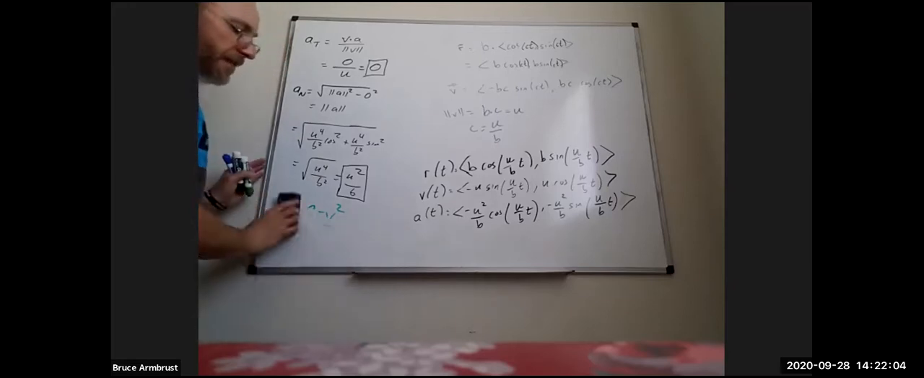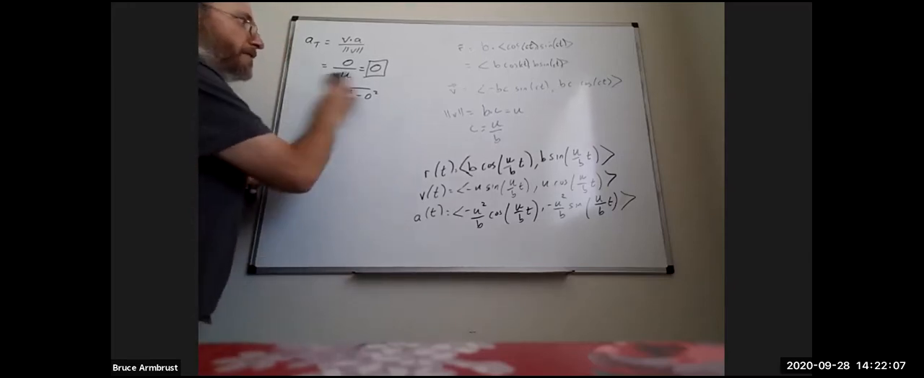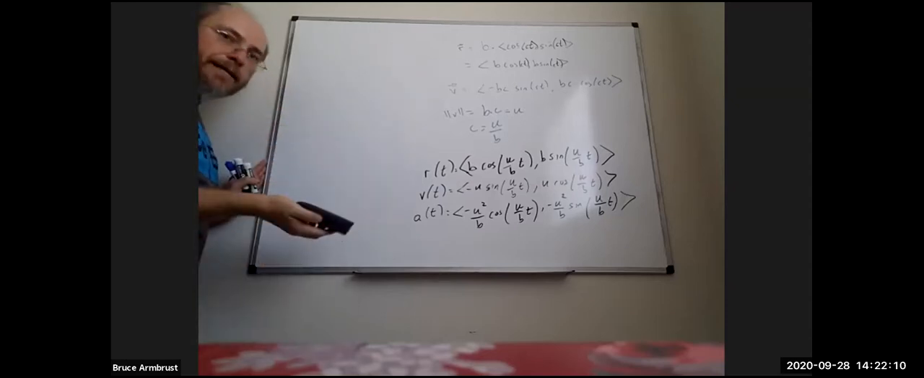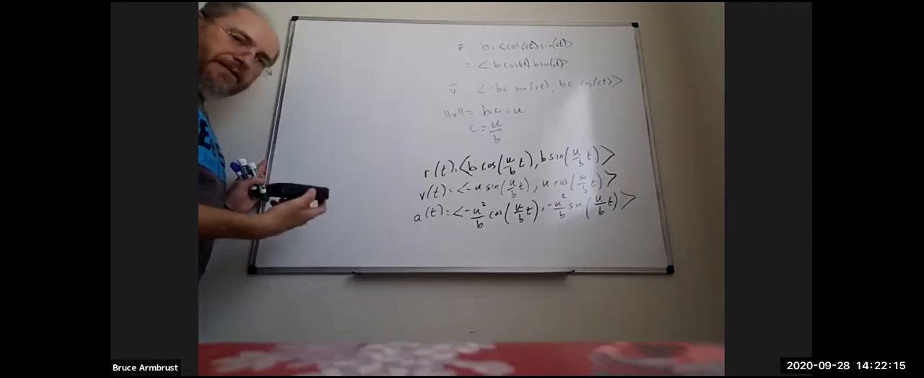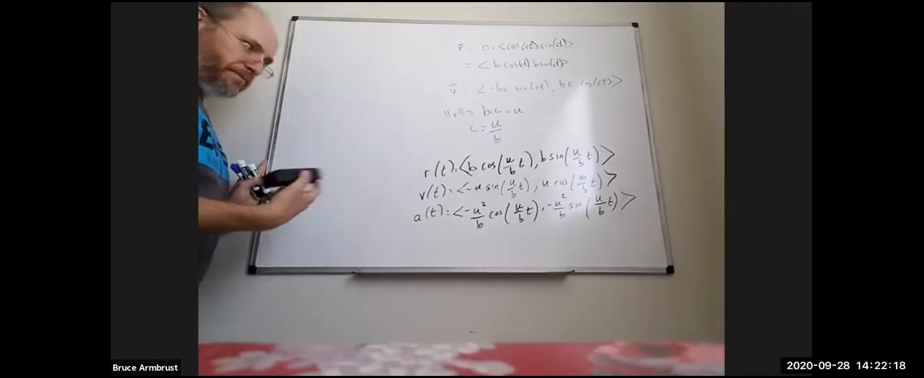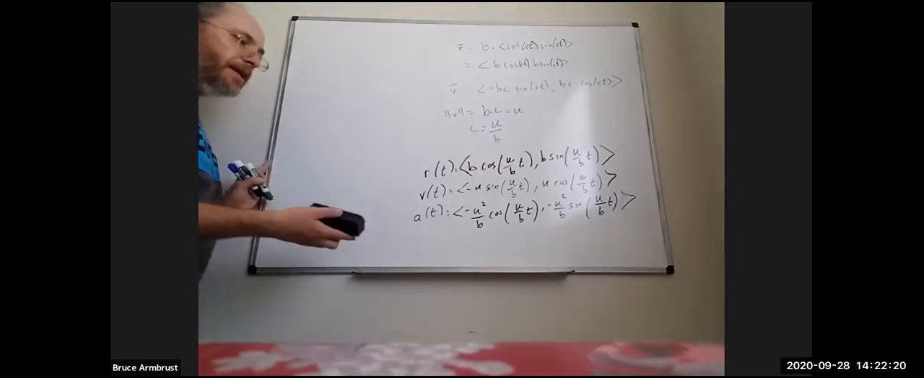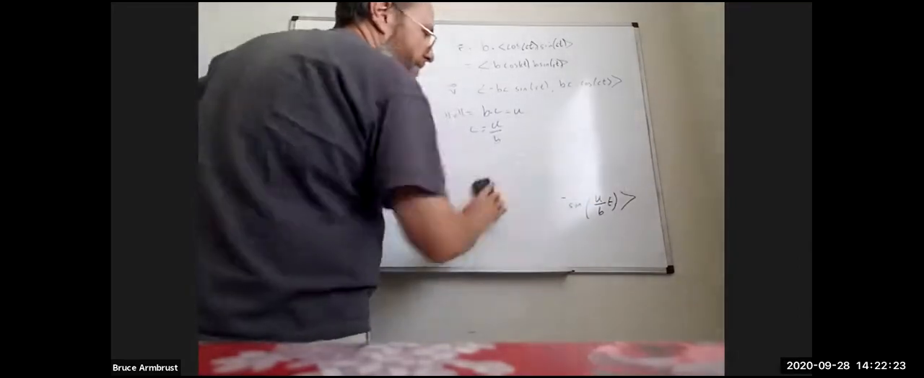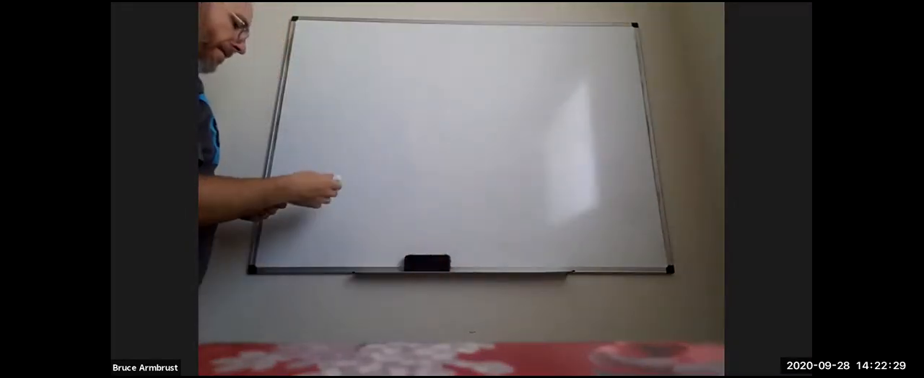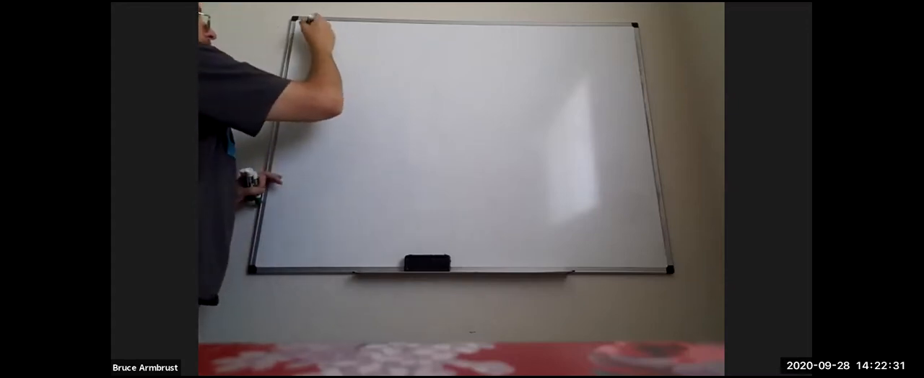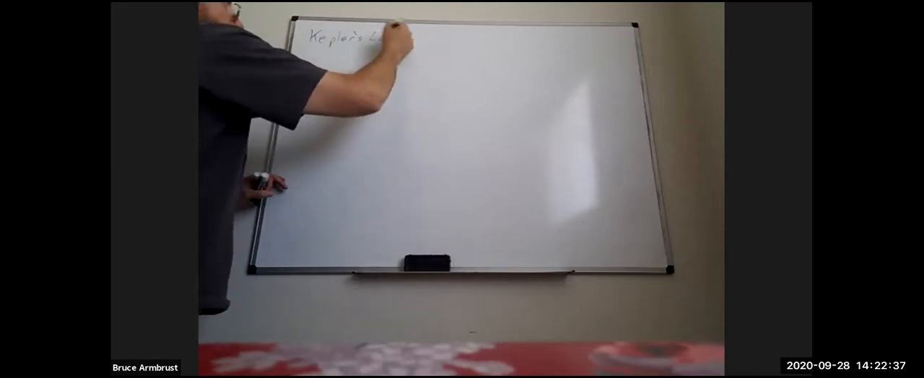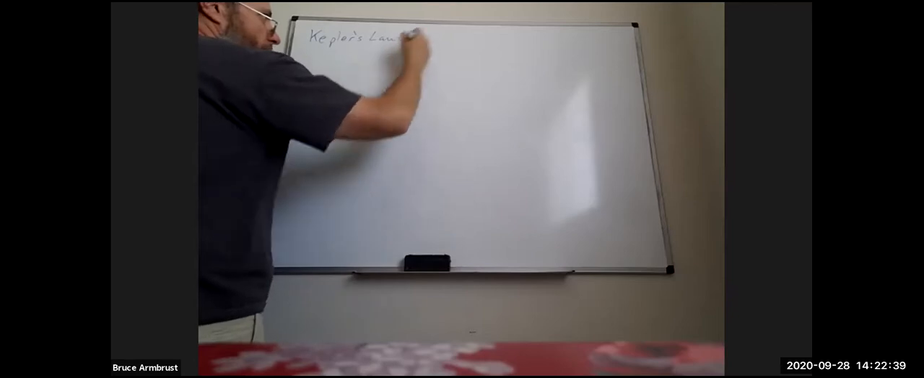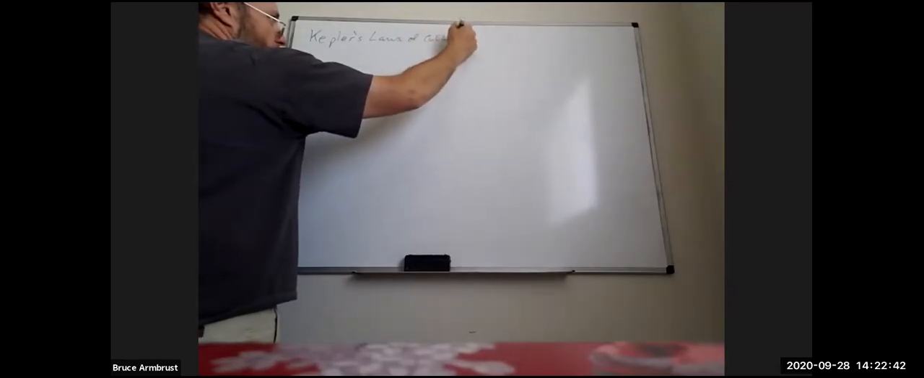Now, Kepler's laws are all about orbiting bodies: planets going around the sun, moons going around planets, artificial satellites going around the Earth, comets, whatever. If they're in orbit, they follow Kepler's laws, and there are three of them. Let me start by writing them up here and then we'll talk about them. These are Kepler's laws of orbital motion.